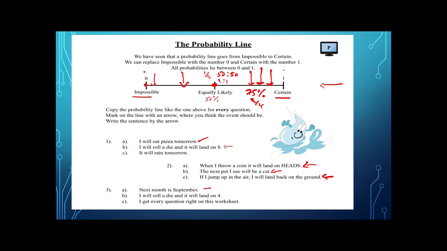Next month is September. Well, this month is May, so the next month is June. So the chance of it being September next is impossible for me at this moment in time. I will roll a die and it will land on a 4. Now, I want to show how I'm going to write this. So the probability of it landing on a 4, there's 1 4 on a normal dice. There are 6 faces, so the chance of it landing on a 4 is 1/6.